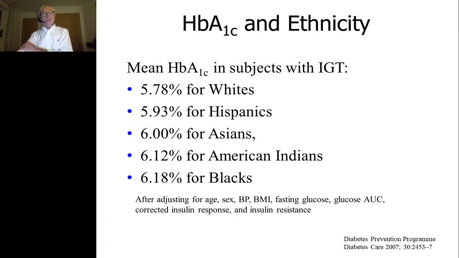Ethnicity affects hemoglobin A1c. We can see here data from the Diabetes Prevention Program that showed that the mean hemoglobin A1c in subjects with impaired glucose tolerance was 5.78 for whites, 6% for Asians, and 6.18% for blacks. And this is after adjusting for anything that may affect glycemia, age, sex, blood pressure, etc. So blacks have got a higher hemoglobin A1c than whites for the same level of glycemia.